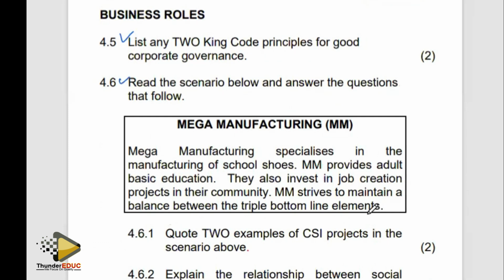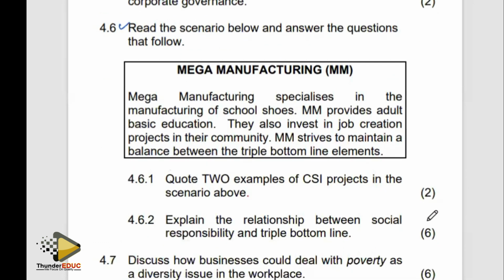4.6, which is in line with the scenario. Read the scenario below and answer the questions that follow. MM Manufacturers specializes in the manufacturing of school shoes. MM provides adult basic education. They also invest in job creation projects in their community. MM strives to maintain a balance between the triple bottom line elements.